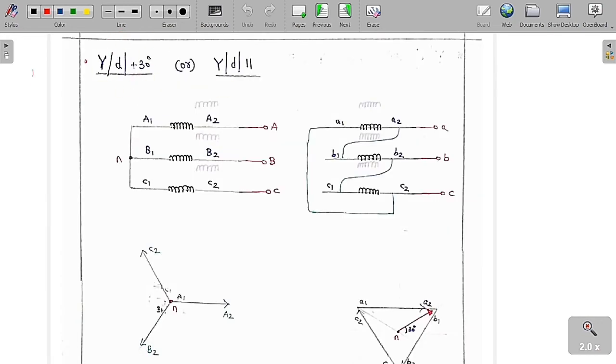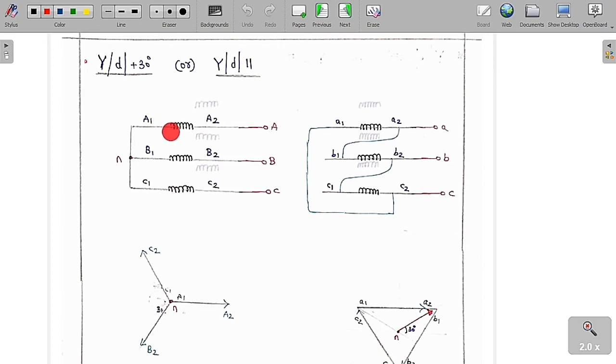Now we are going to discuss the star delta. In the star delta we are going to discuss the plus 30 degrees. Plus 30 is also called the 11 o'clock. Now we will see this one.